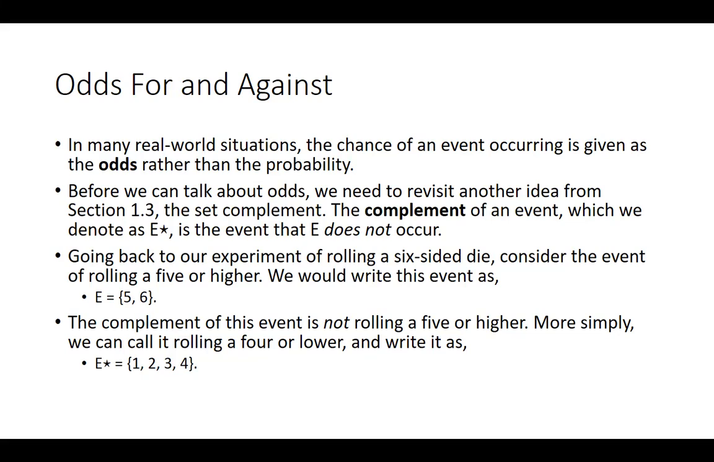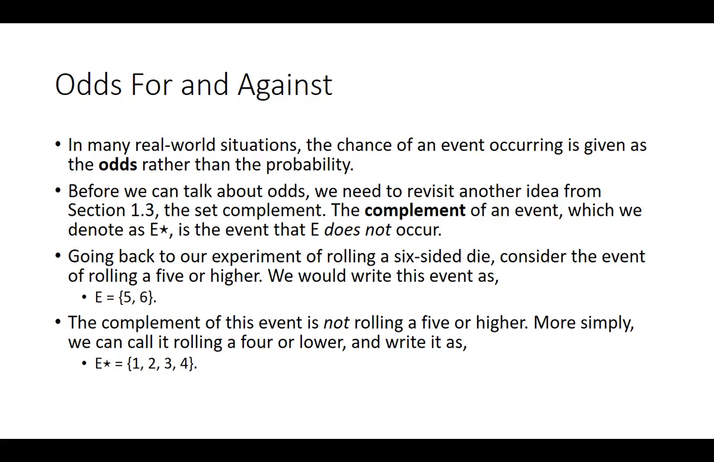Going back to our experiment of rolling a 6-sided die, consider the event of rolling a 5 or higher. As we saw, we would write this event as E is the set 5, 6. The complement of the event is not rolling a 5 or higher. More simply, we can call it rolling a 4 or lower and write it as E star equals the set 1, 2, 3, 4.